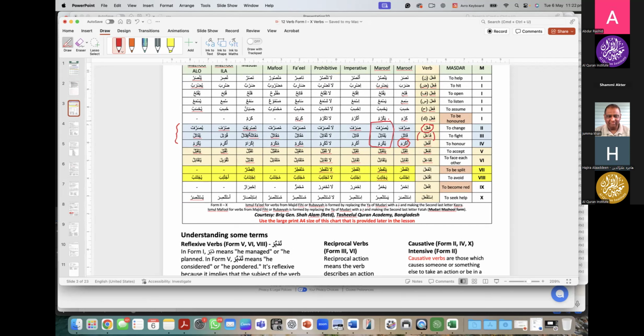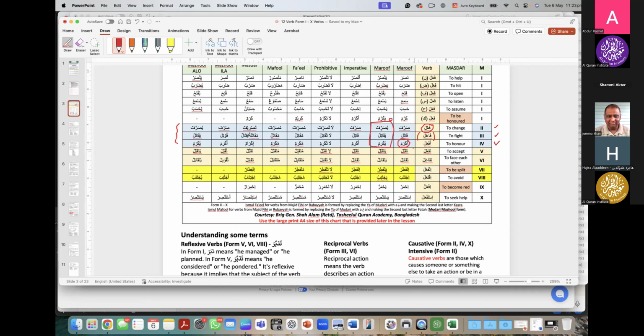The mudari form of forms 2, 3, 4. 2, 3, 4. What did I say? 2, 3, 4. Yu'allimu, yusarrifu, yuqatilu, yukrimu. You. The rest is ya. So which ones will have yu as the alamat of the mudari'? You or tu, whatever. Which ones? Form 2, 3, 4. 2, 3, 4. Yu, important. Otherwise you will get mixed up, inshallah.